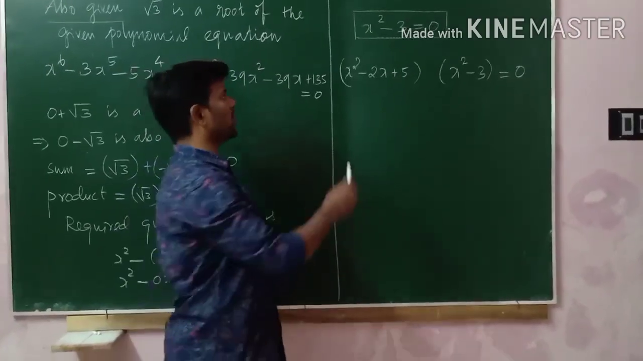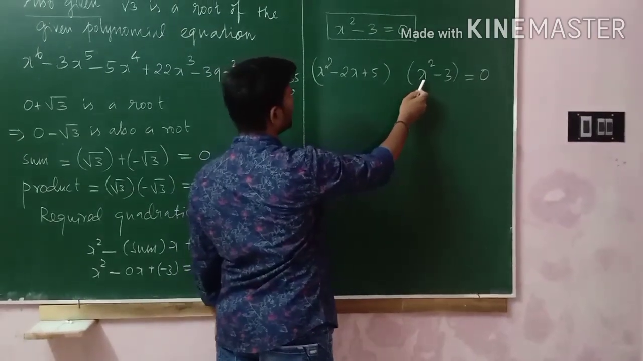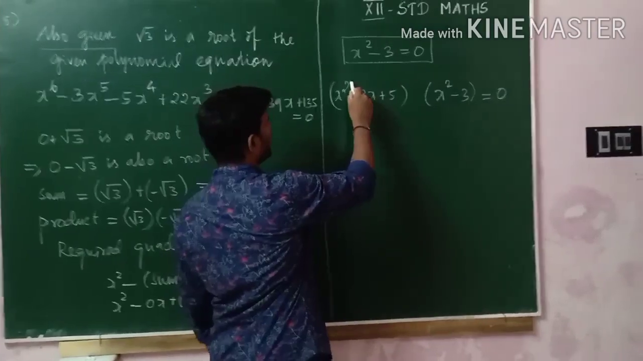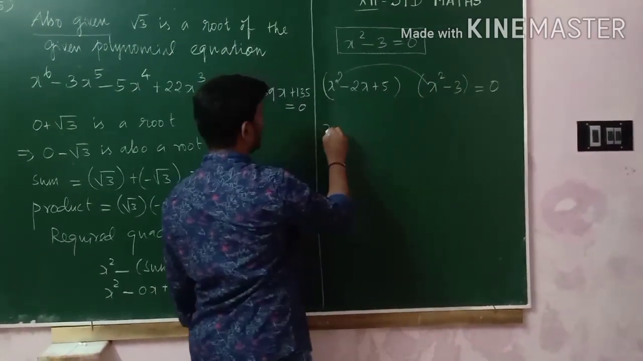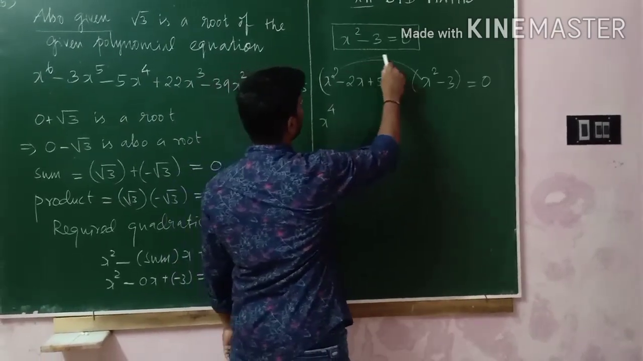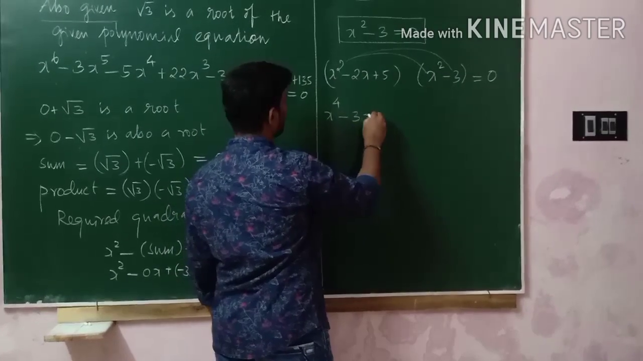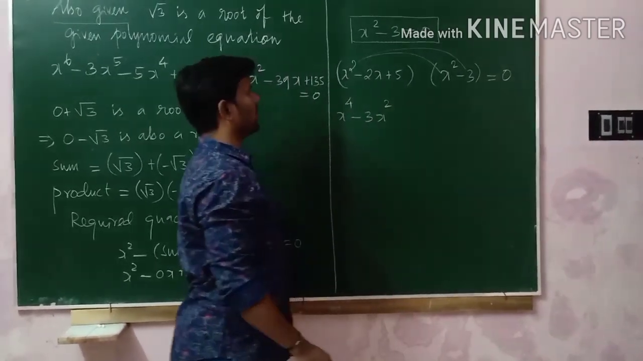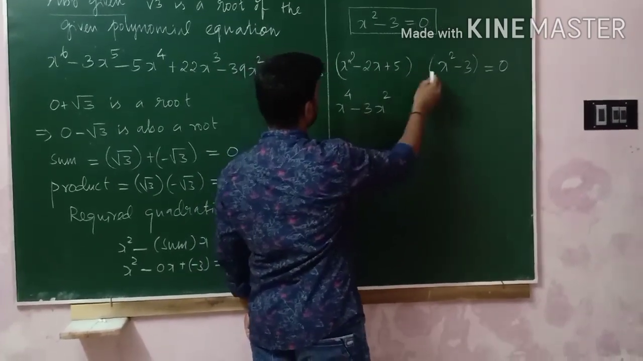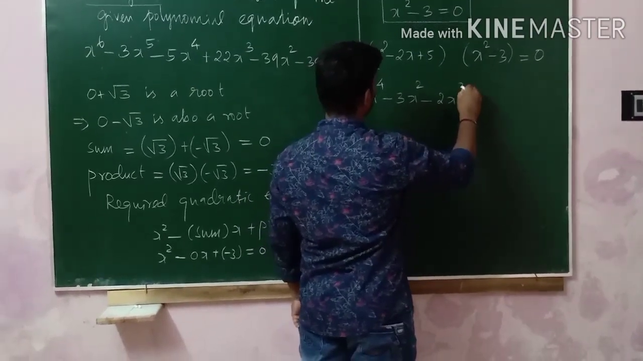So what is our first quadratic equation? x square minus 2x plus 5. And second quadratic equation x square minus 3 equal to 0. So first we will multiply this. Take x square, multiply with x square. x square into x square, x power 4. Then take x square, multiply with minus 3. So x square into minus 3 is minus 3x square. Now you take x term, minus 2x with x square. Minus 2x into x square, minus 2x cube.